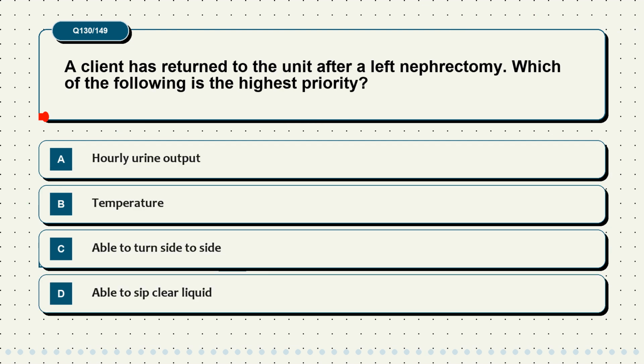Question 130. A client has returned to the unit after a left nephrectomy. Which of the following is the highest priority? Here are the options. Option A. Hourly urine output. Option B. Temperature. Option C. Able to turn side to side. Option D. Able to sip clear liquid.